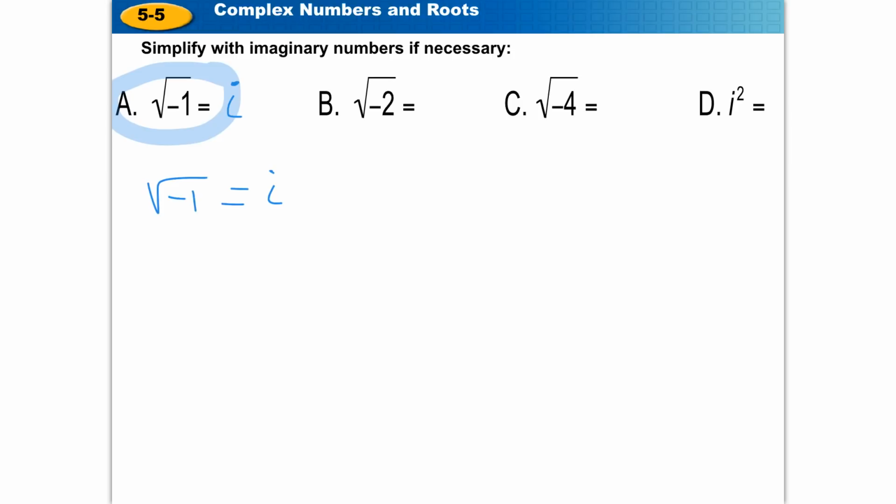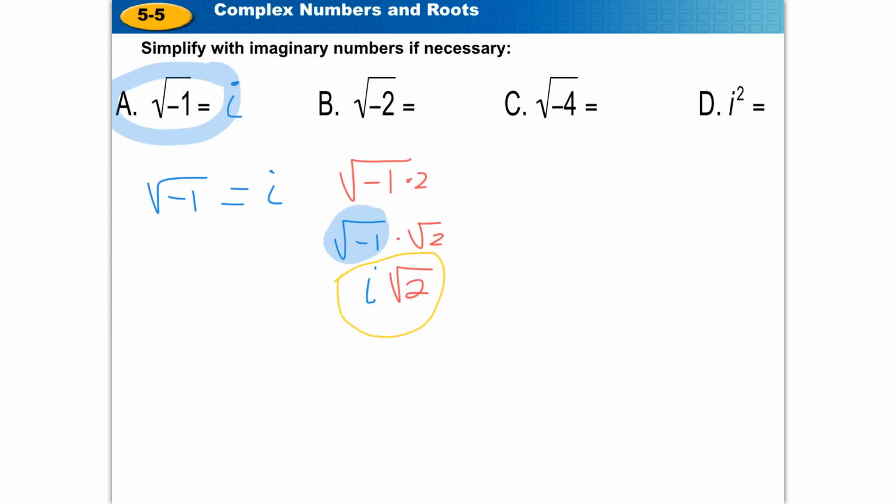So B, we have the square root of negative 2, and what I'm going to do is split this up into the square root of negative 1 times 2, and then split it again, the square root of negative 1 times the square root of 2. This first part, the square root of negative 1, is going to become i. And we're not going to want decimals, so we'll leave this as the square root of 2. So here is your simplified answer to B.